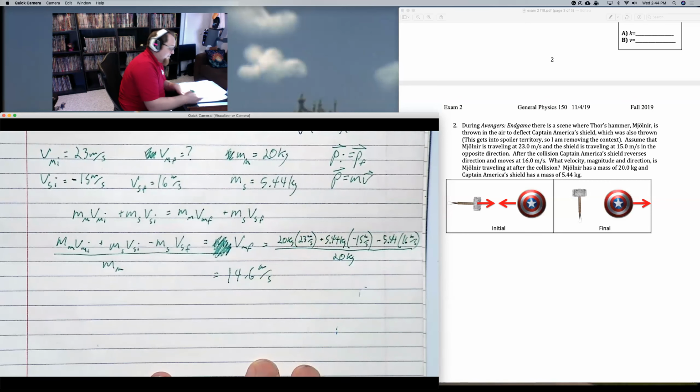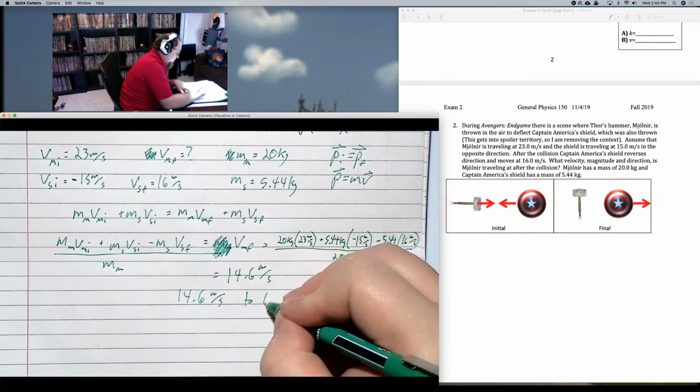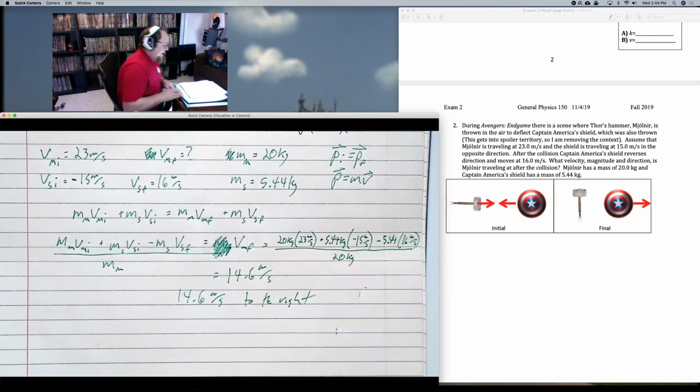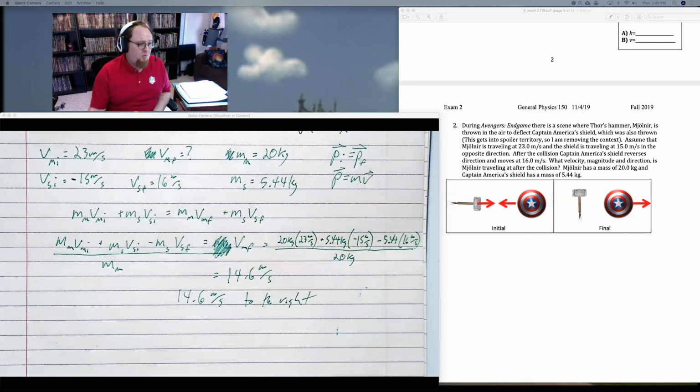Now I got a positive answer, so that means it's 14.6 meters per second to the right. Positive is to the right, negative is to the left, or positive is up and negative is down, depending on which way you're going.